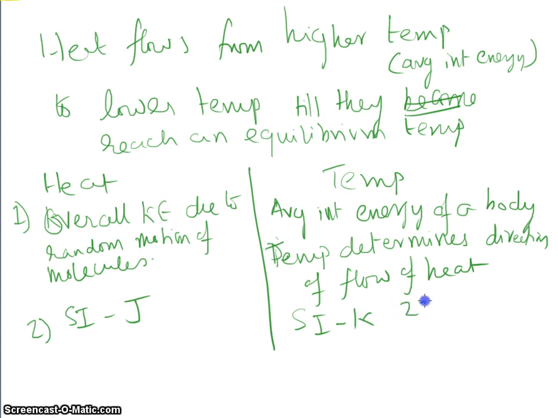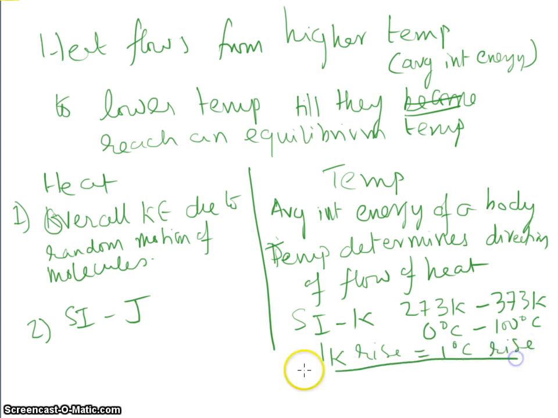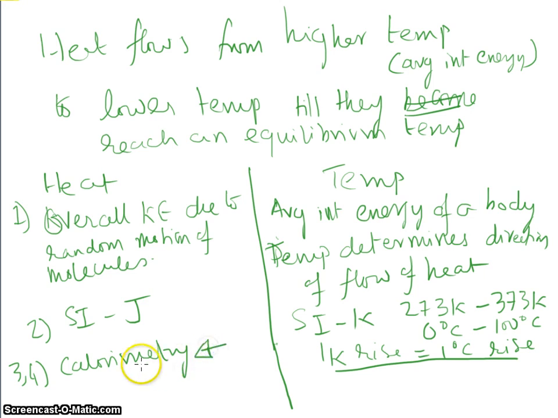Now it's important to remember that the Kelvin scale ranges from 273 to 373 Kelvin, and that corresponds to 0 degrees Celsius to 100 degrees Celsius. So in essence, 1 Kelvin rise is the same as 1 degree Celsius rise. This is very important to remember, very important. And other than this, the other key differences are that calorimetry is used to understand the overall heat energy of a body, and heat energy is additive.